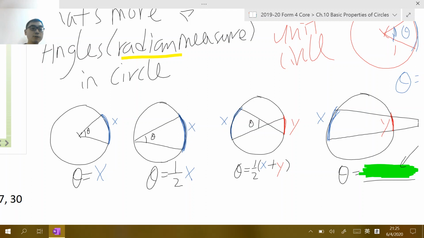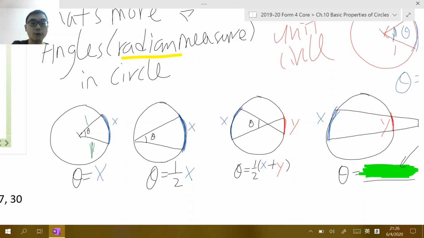For example, for a unit circle, we have theta equals x radian. If I say this one is 1 and 1 here, and the arc length is x, then the angle should also have size x. And the second one is that if the arc length x corresponds to the angle at circumference, you have half of the measure of the arc length, because the angle at circumference is half of the angle at center. And when we define the angle at center as the same as the arc length, we have 1/2 x here.